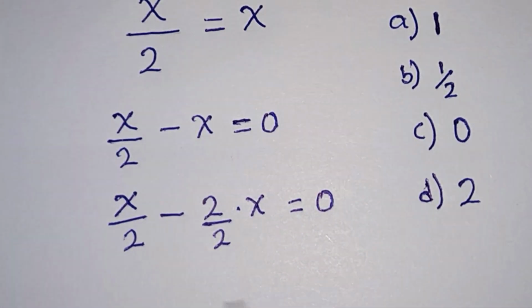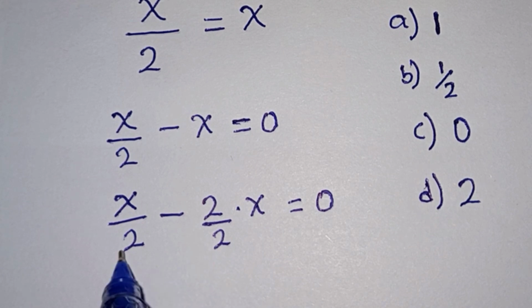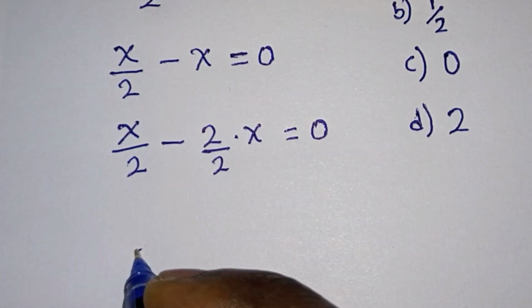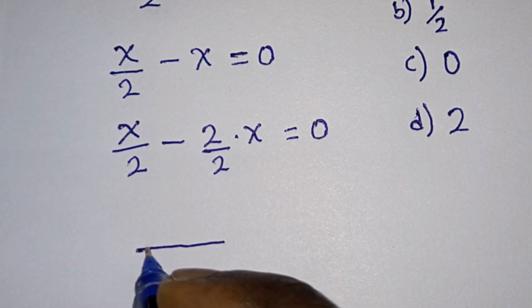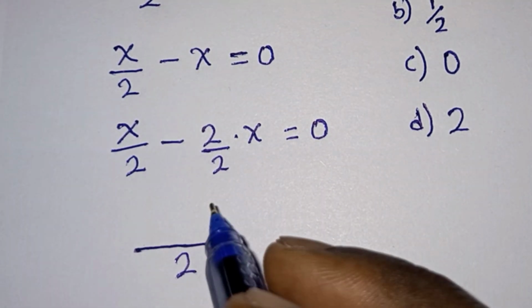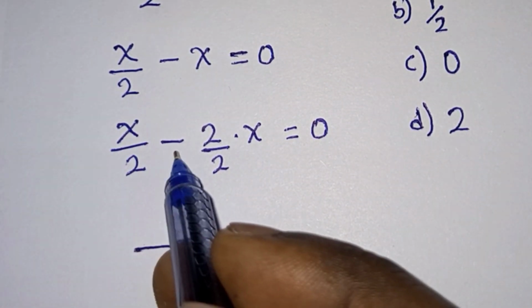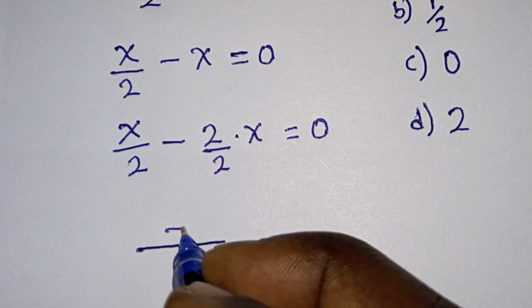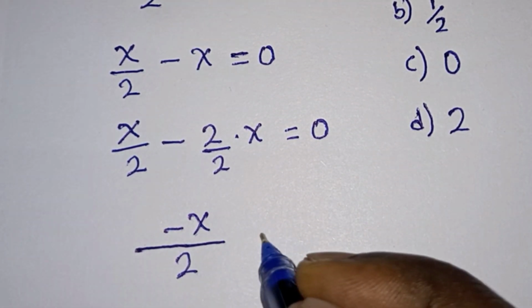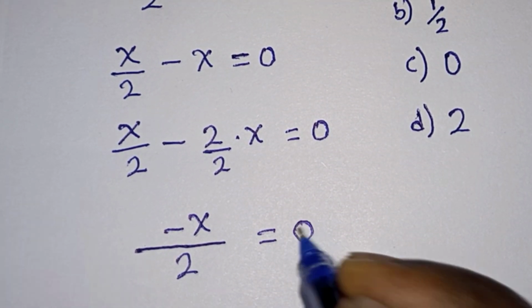The reason is that we want to make the denominators the same so that we can easily combine the numerators. So now that they are the same, you can write one of them as the denominator, then sum the numerators. We have x minus 2x, that is basically negative x, and this is equal to 0.